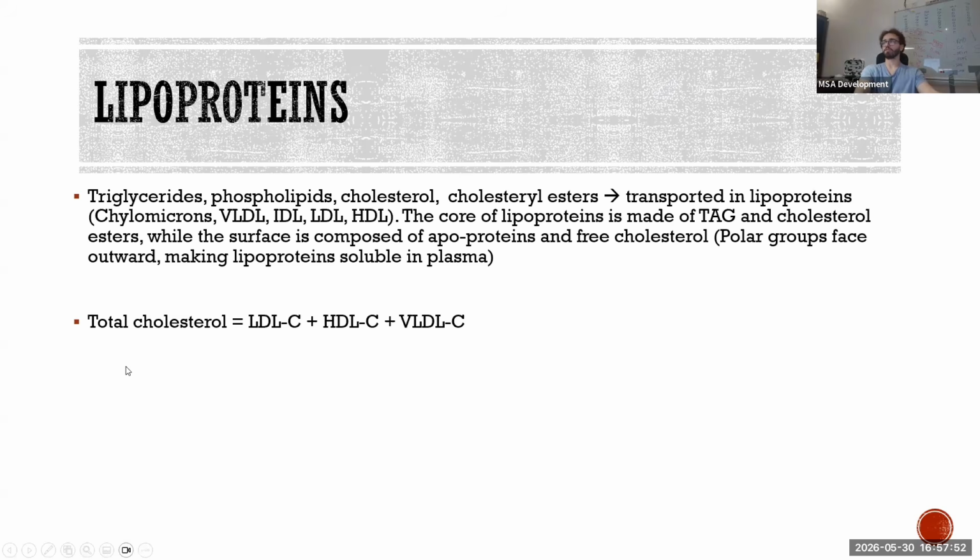What I want you to know is if someone asks you to calculate the total cholesterol in a human, you will add LDL plus HDL plus VLDL. Okay? The cholesterol in the LDL, the cholesterol in the HDL, and the cholesterol in the VLDL.